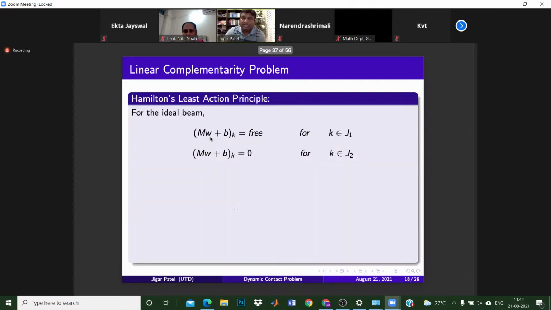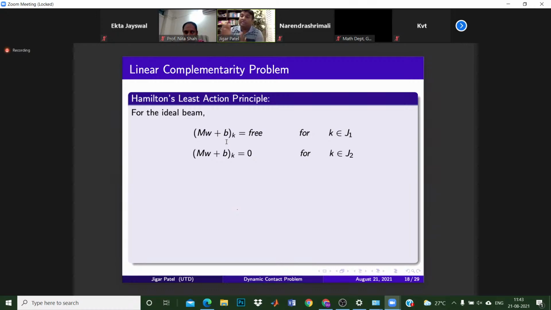So here is how Hamilton's least action principle looks for the ideal beam, where there is no crack. All the nodes that are part of the set J1 are free. Free means no matter what load you apply, it is going to stay there. It will not move. MW plus B at K equals 0 whenever K is in J2.